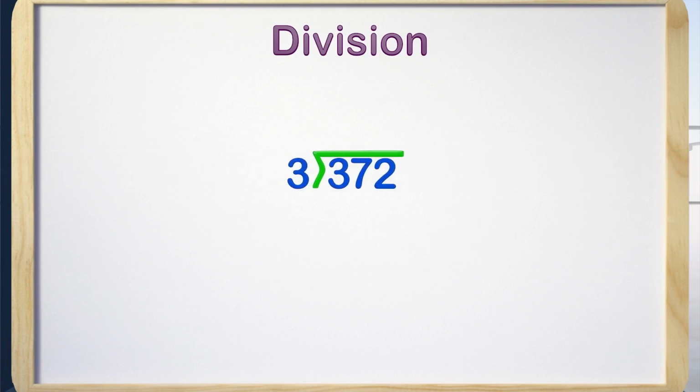Here we have 372 divided by 3. In this problem, the 372 is the dividend, the 3 is the divisor, and the answer, also known as the quotient, will be put on top. To solve long division problems like this one, there are different ways to do it. Today we are learning just one of these ways. Now that we have this out of the way, let's jump in.